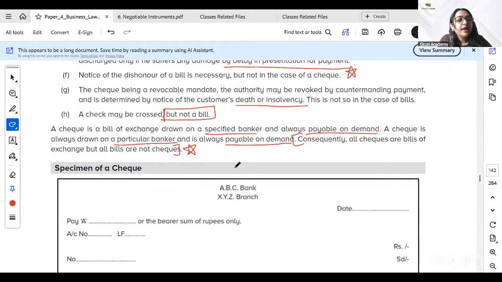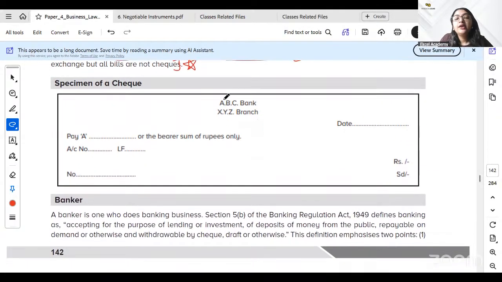Then we have a specimen of a check here, wherein you are drawing it upon this branch of your bank, saying pay A rupees so and so on this date. You write your account number, the LF number, how much the amount is, and your sign here. I hope you are clear with all of these topics.